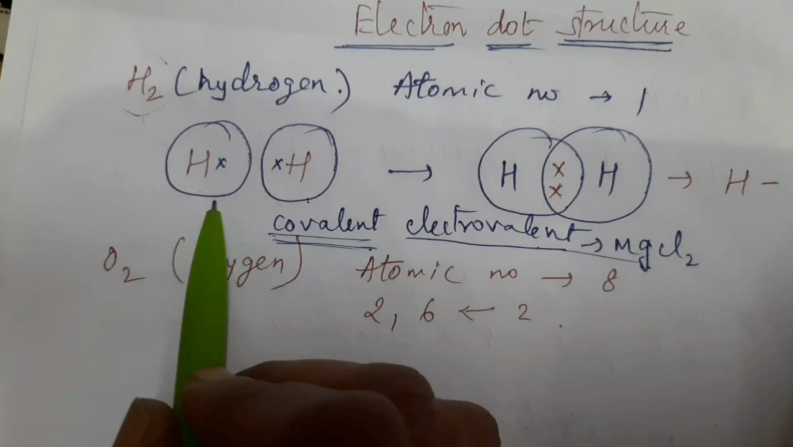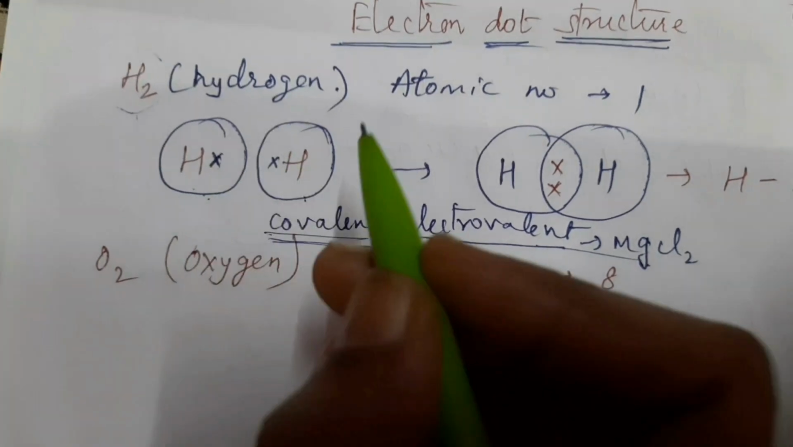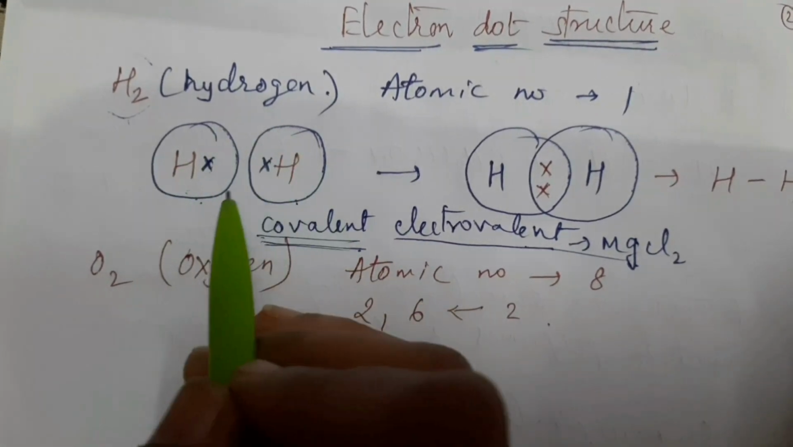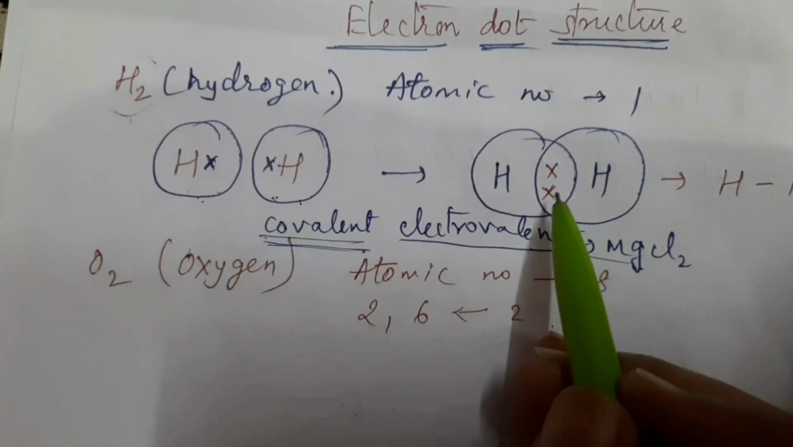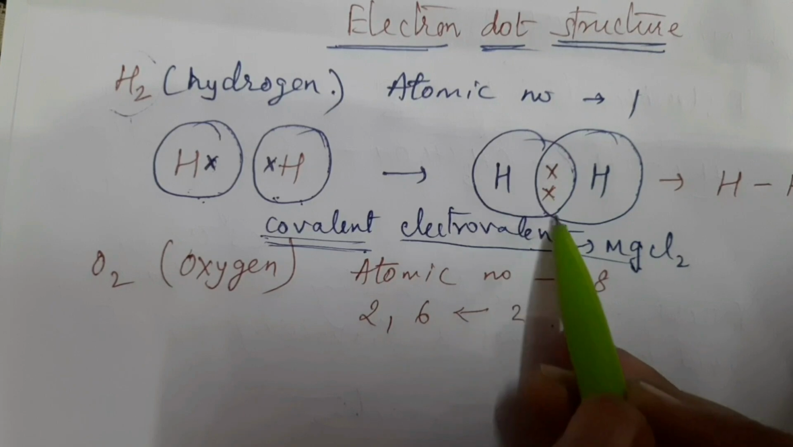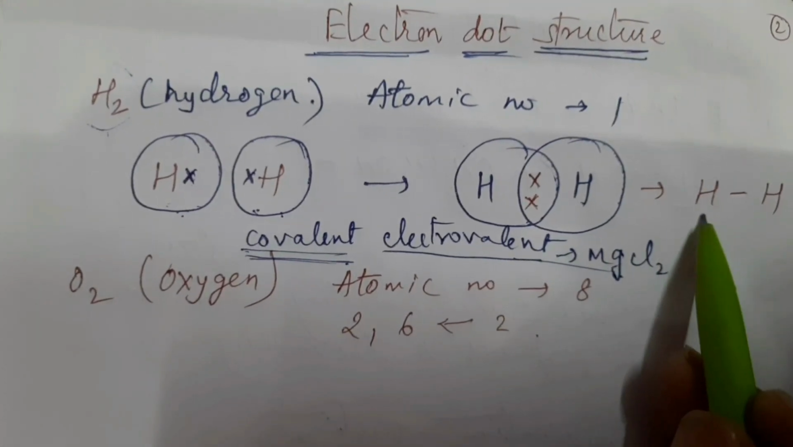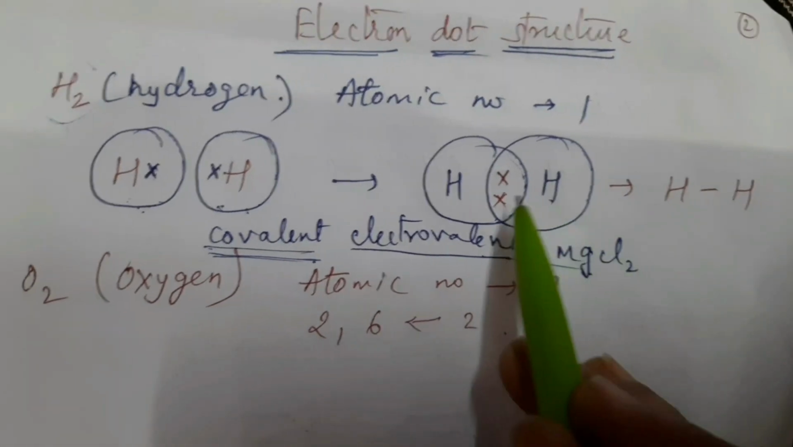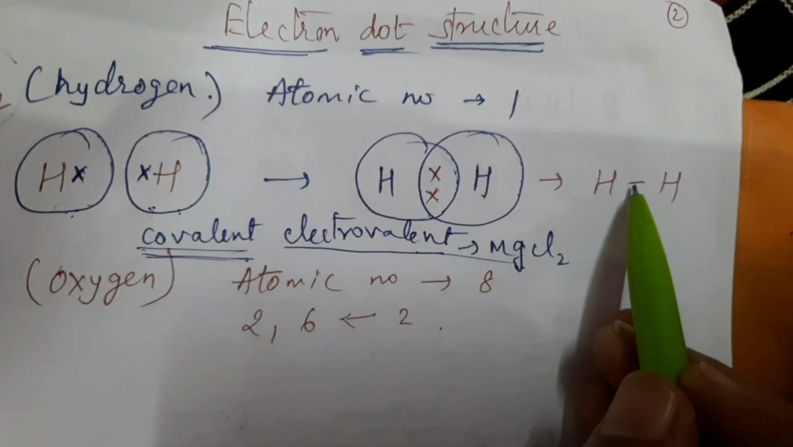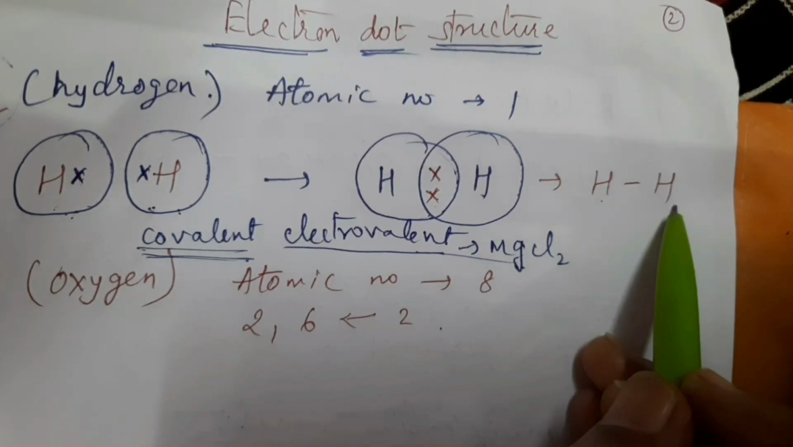Here hydrogen is a covalent compound. Hydrogen's atomic number is 1, so it has 1 electron in its outermost orbit. Thus 2 hydrogen atoms will combine with each other, meaning they are sharing their electrons. So they shared electrons between them, 1 electron of one hydrogen atom and the other electron of the other hydrogen atom. So there is a formation of a hydrogen molecule. When there is sharing of electrons, 2 electrons will make 1 bond, so this we are representing as a bond. In hydrogen, there is a single bond between the hydrogen molecule.